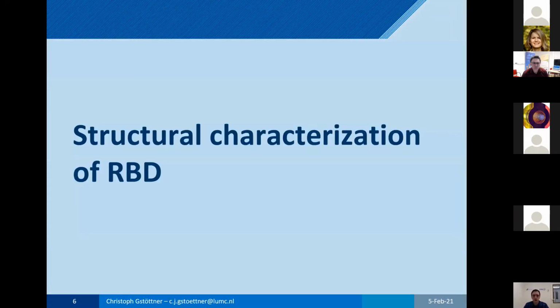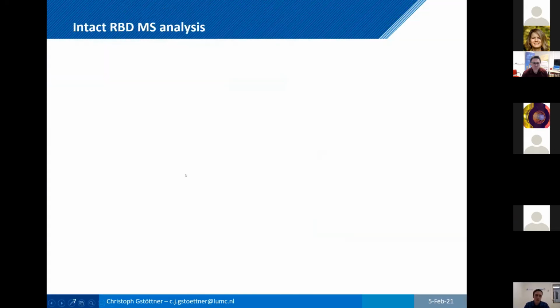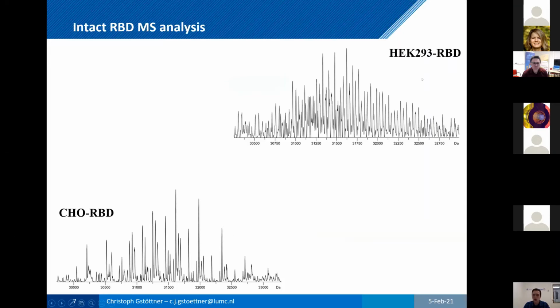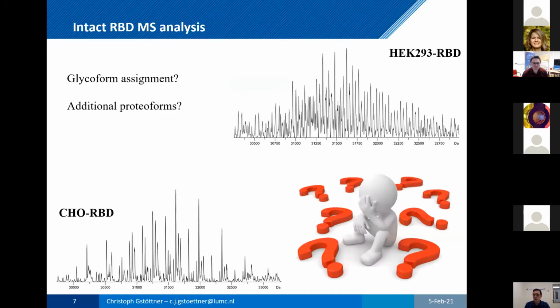If we look at how we did the structural characterization, first we analyzed the intact protein, and you get a not so complex spectrum for the CHO cell. However, if you look at the HEK cell produced RBD, you get a very complex spectrum. If we tried in both spectra to assign any glycoforms, this was really hard. And we also saw that there might be additional proteoforms on the protein backbone.